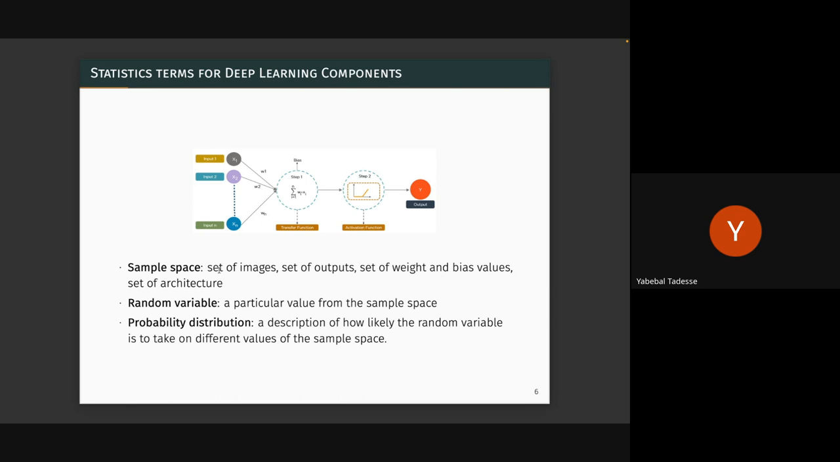Within these samples, if they are statistical, then there is what is called a random variable. A random variable is actually a function, but let's not get there. It's a variable that has a value in that sample space, and since it's dynamic, you can imagine this random variable is variable in that sense. Normally when you say random variable, it represents a particular thing, and a probability distribution is a description of how likely the random variable is to take on different values of the sample space, right?